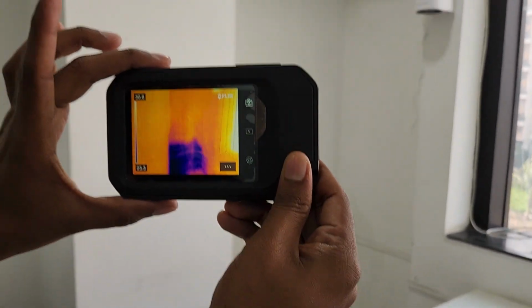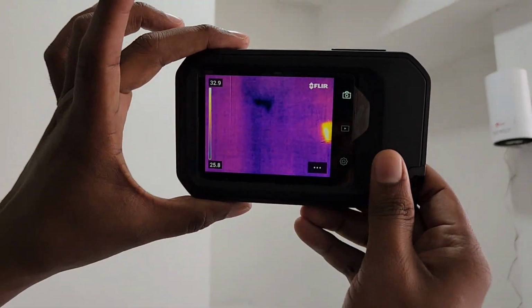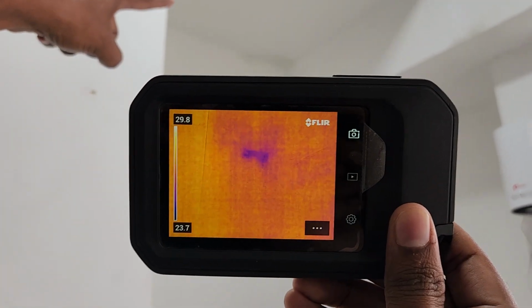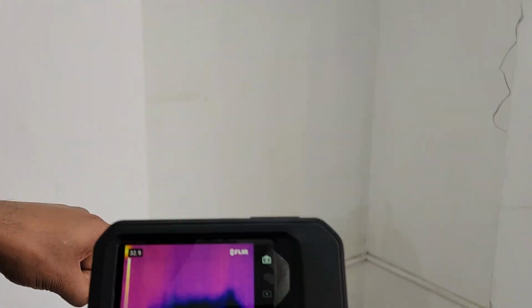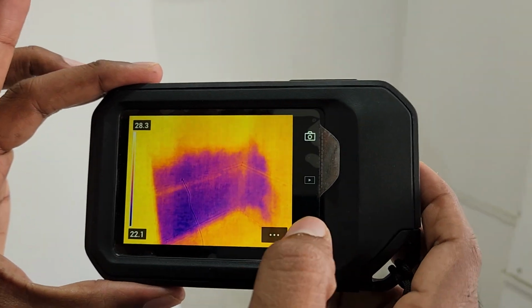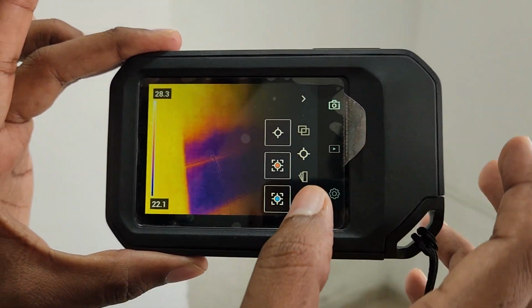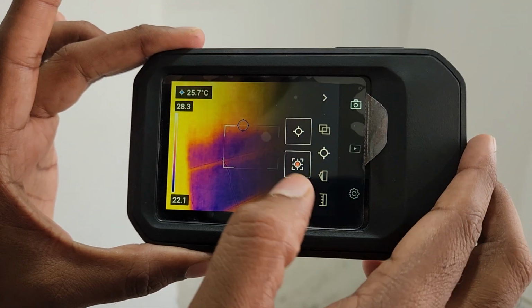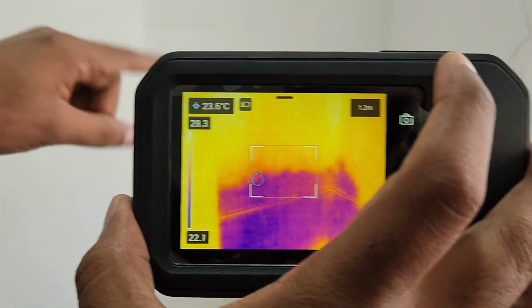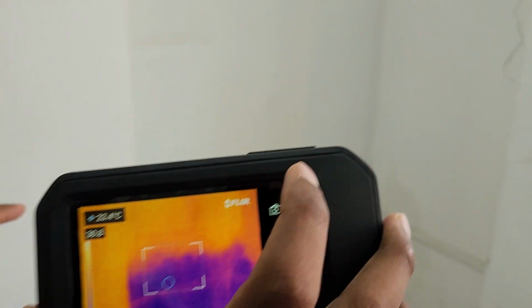So if I scan the entire wall, yes, I can see there is also one spot noted at the upper side. Here is also one at the bottom side. Now I am going to the measurement section. I am selecting the cold spot. So automatically, whichever cold region is in that particular area, the cursor will go to that area.